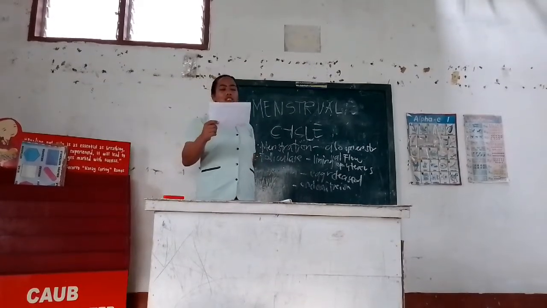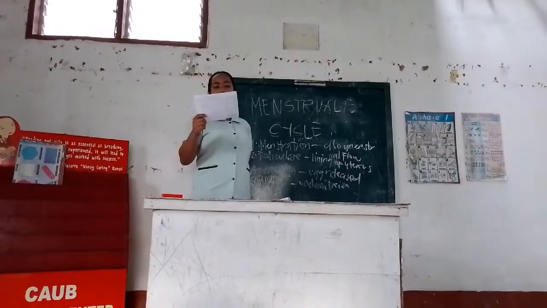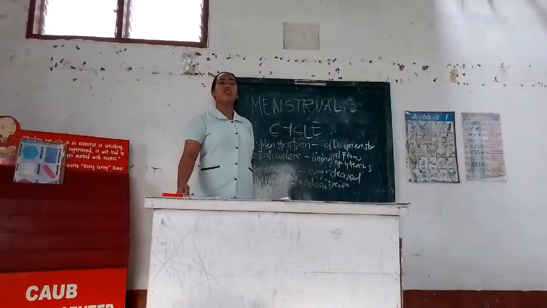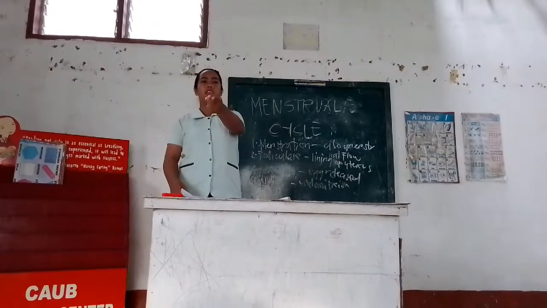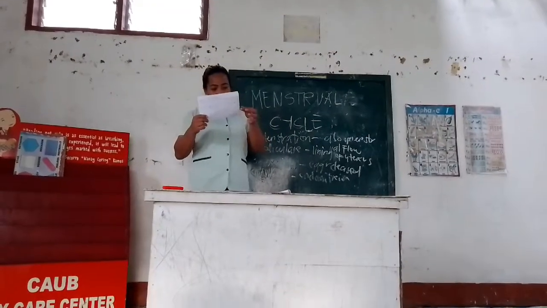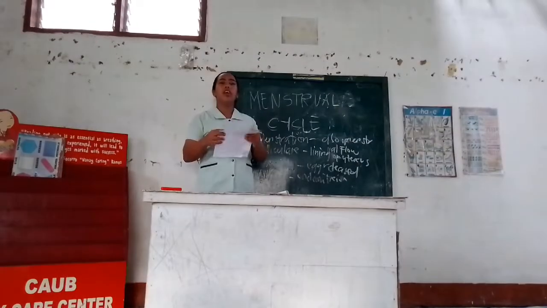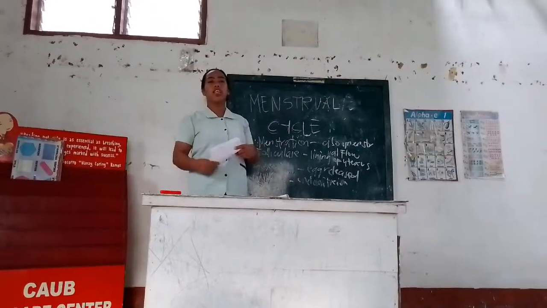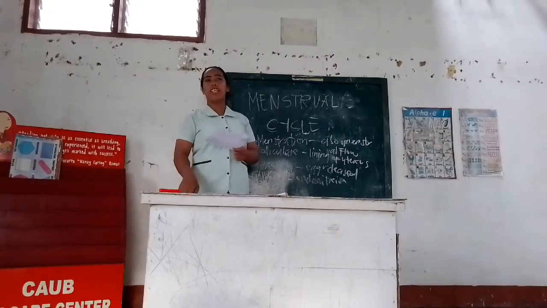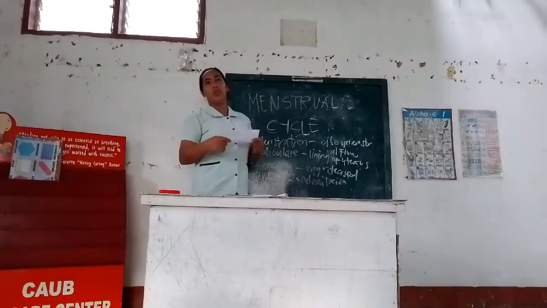Okay, so now we'll have an activity. Just count up 1 to 2. The group 1 will explain the phase 1 and 2, and the group 2 will explain the phase 3 and 4. So please count up. 1, 2, 1, 2. Okay, thank you. So, this is your activity. The group 1 will explain the phase 1 and 2, and the group 2 will explain the phase 3 and 4. I will give you 10 minutes, and then in this class I will collect that.